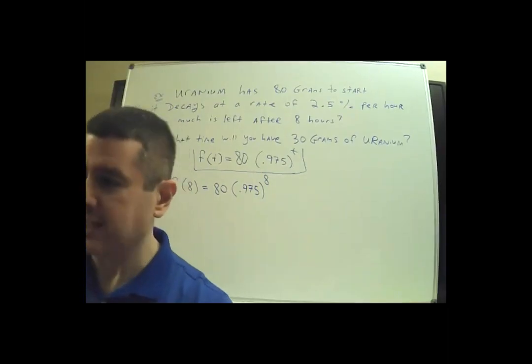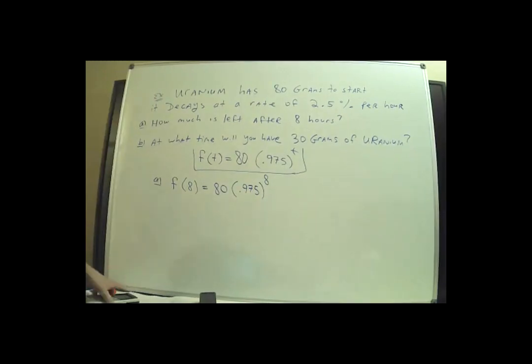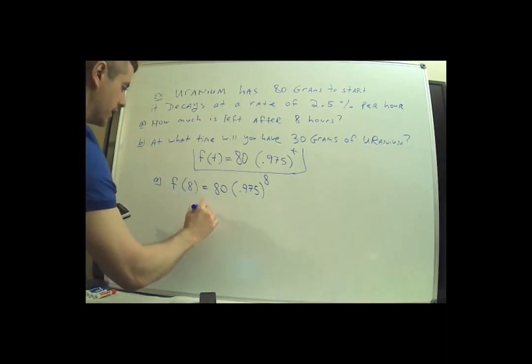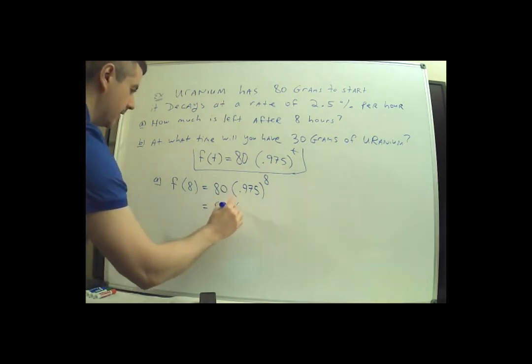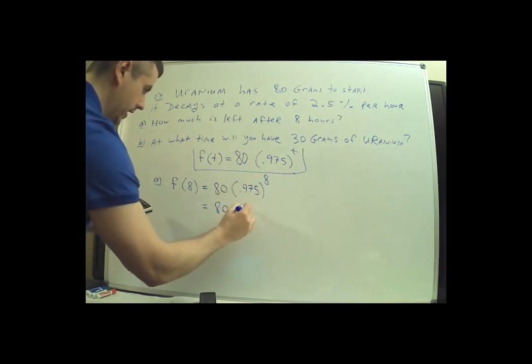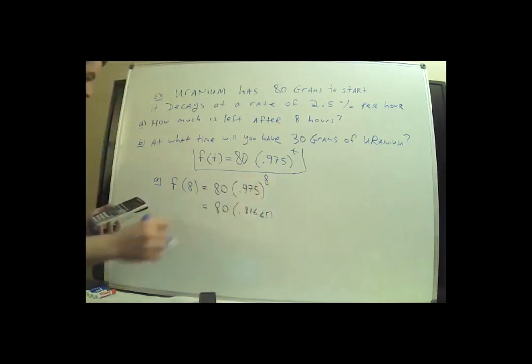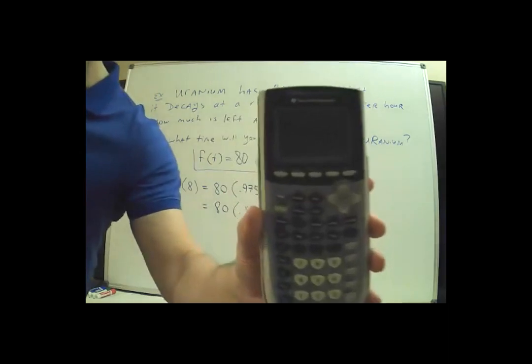So times it by 80. I'm going to have to do it on my calculator now. I was trying to do it by sharing the screen, but unfortunately it didn't work. My calculator froze on me, so I'll just do it by hand. I did 0.975 to the 8th power, and I got like 0.81665, and so on. So you get all of those numbers.